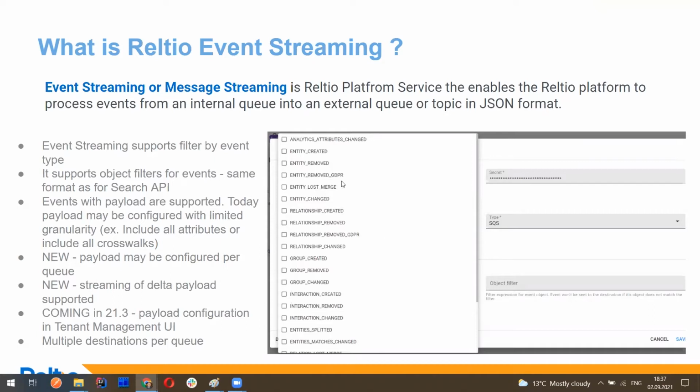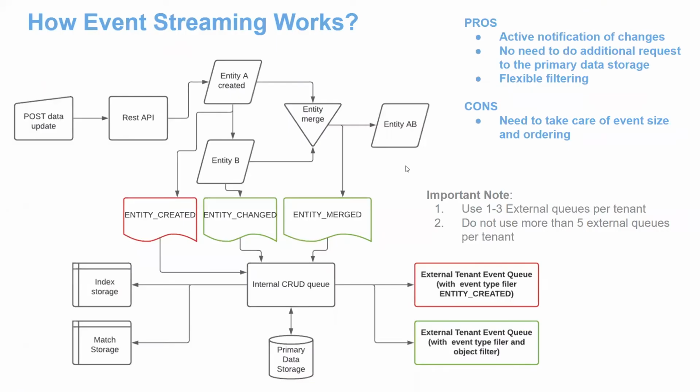Next slide. How event streaming works. I have a schema here, which is a flow of the update and how it goes into the external queue that is configured on the tenant. Let's say I have some data load, or I'm just posting an individual update of entity A here through the REST API.